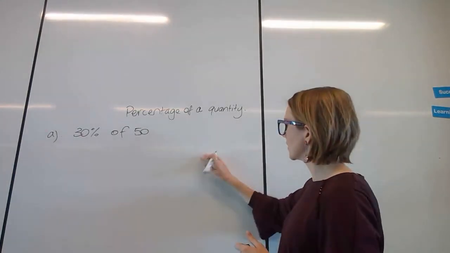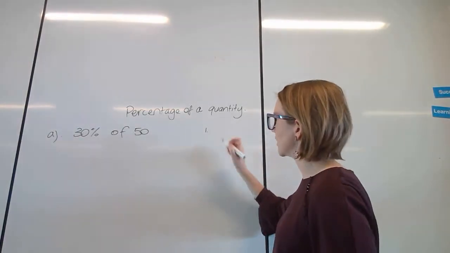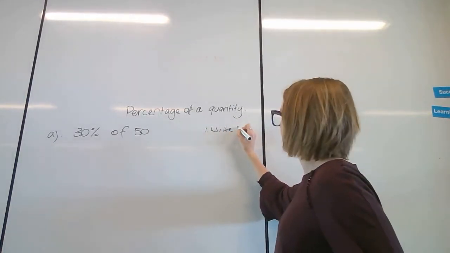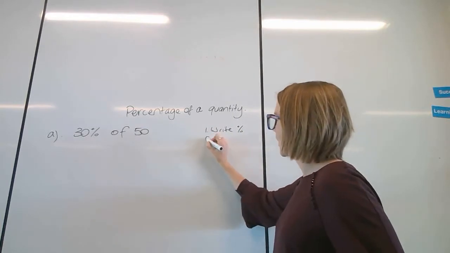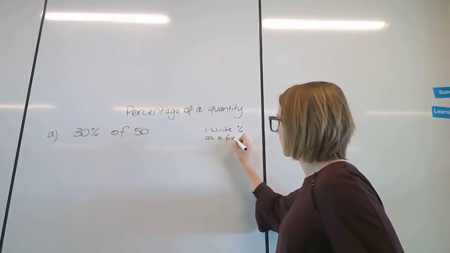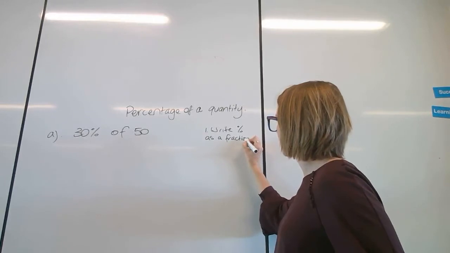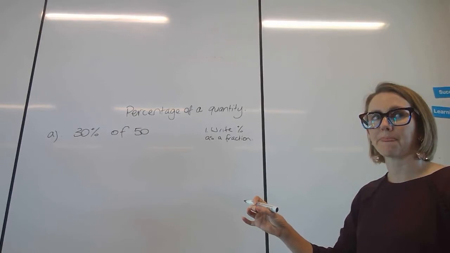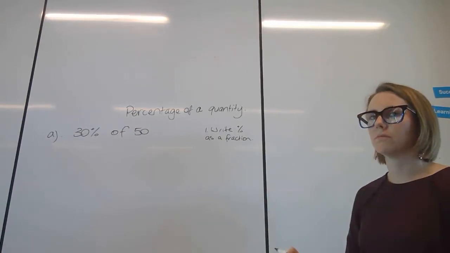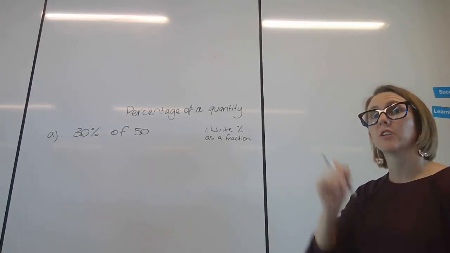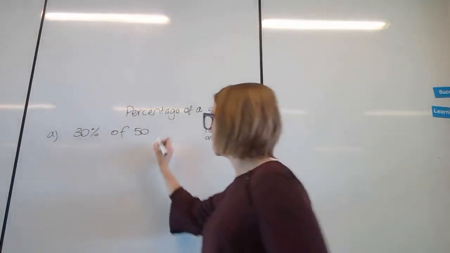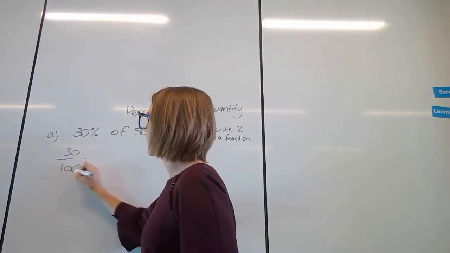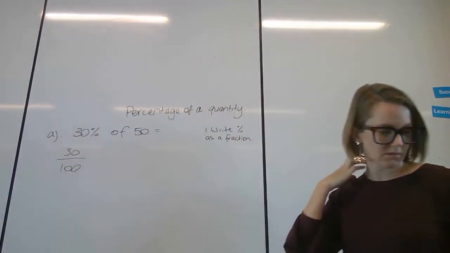Okay, so just over the side of your page, I want you to write these steps too. So the first one is write the percentage as a fraction. So what's 30% as a fraction? Not in its simplest form, just as a standard fraction. 30 over 100, yeah, cool. That is step number 1.